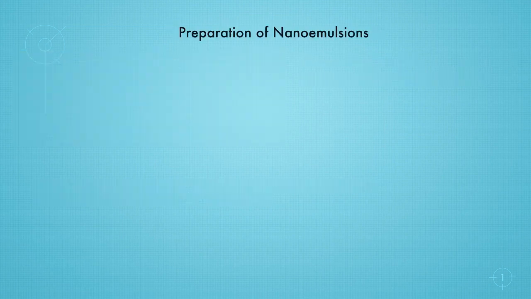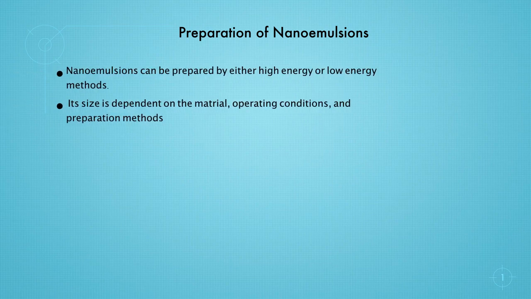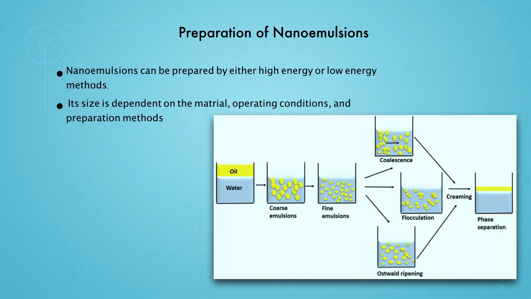So now let's discuss the preparation of nanoemulsion. There are two main ways we can create nanoemulsion. One is called the high energy method and the second is called the low energy method. They are both influenced by the material, operating conditions and preparation method. As you can see in this schematic view, there is oil and water. After coarse emulsion, it will create a fine emulsion, and after flocculation, if we don't use those methods, we can see again the separation of the two phases, oil and water. That's why, to prevent this creaming process, we have to use the high or low energy method.